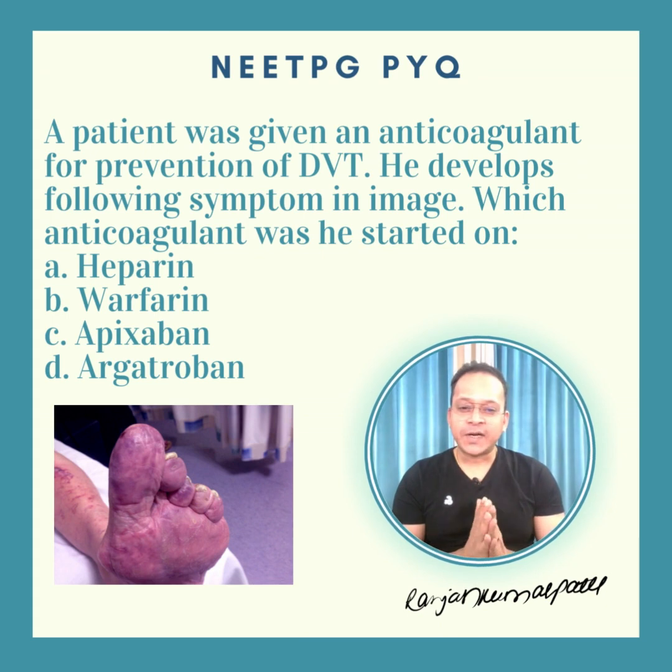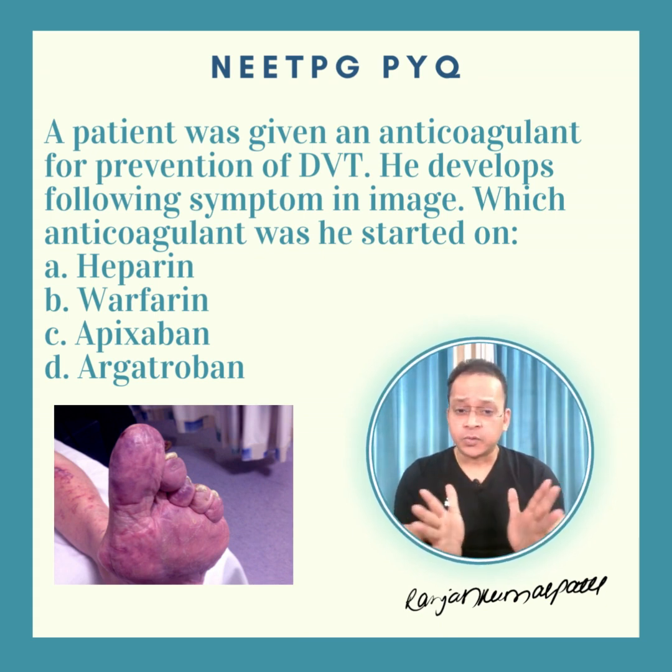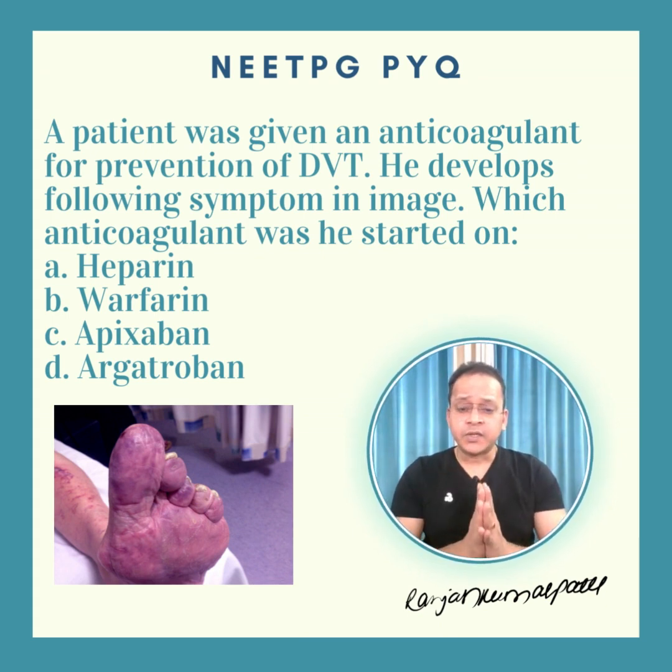A patient was given an anticoagulant for prevention of DVT, deep vein thrombosis. He developed the following symptoms in the image. Which anticoagulant was he started on? Look at the options. Option A, heparin. Option B, warfarin. Option C, apixaban. Option D, argatroban. This is one of the latest PYQs of NEET PG.